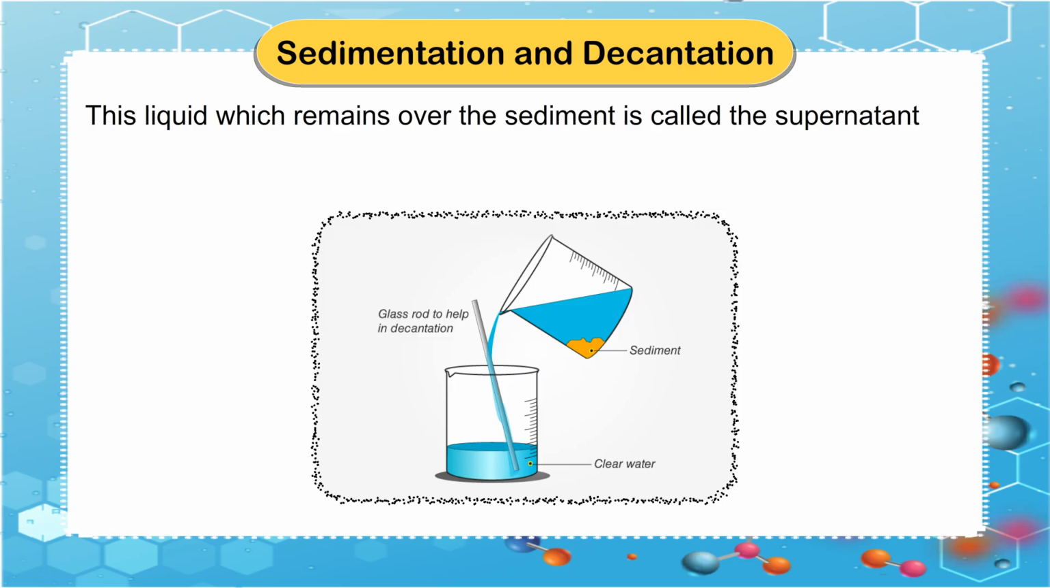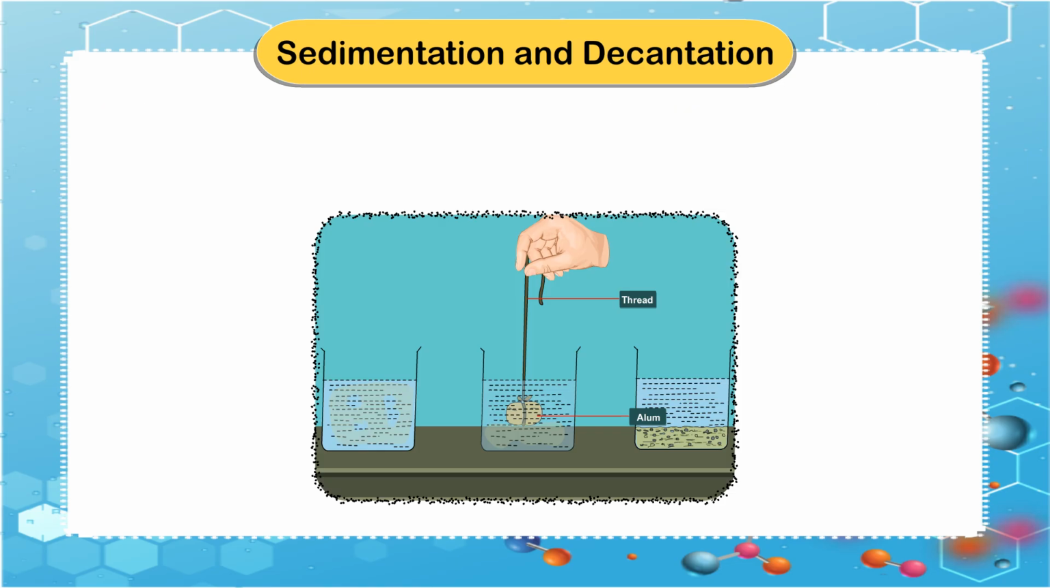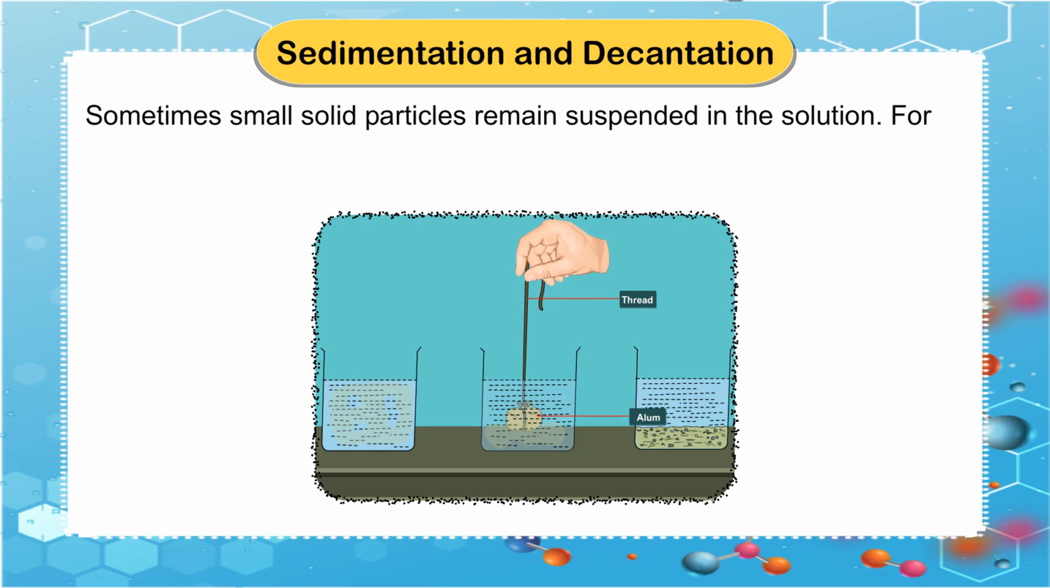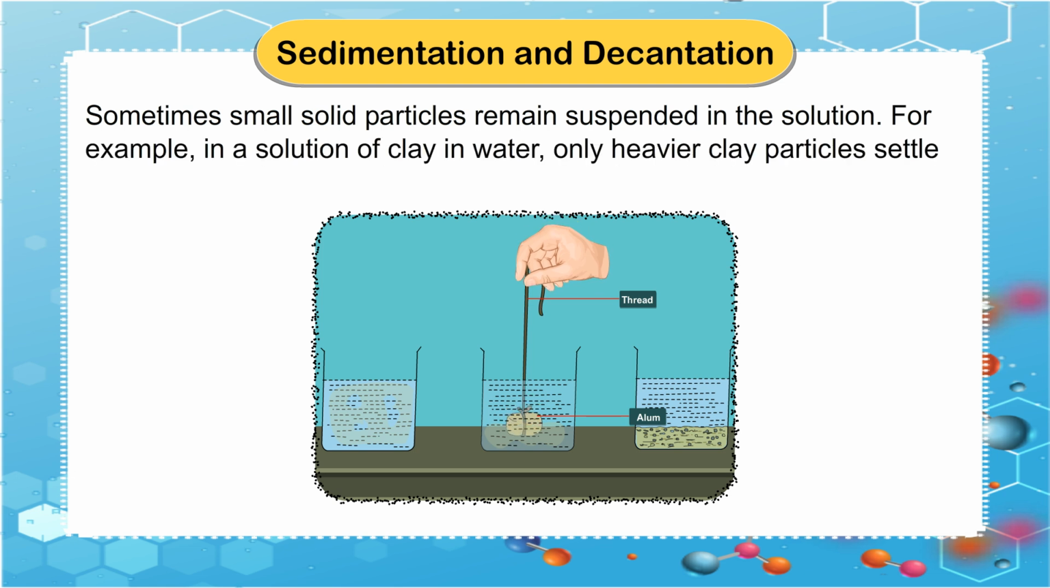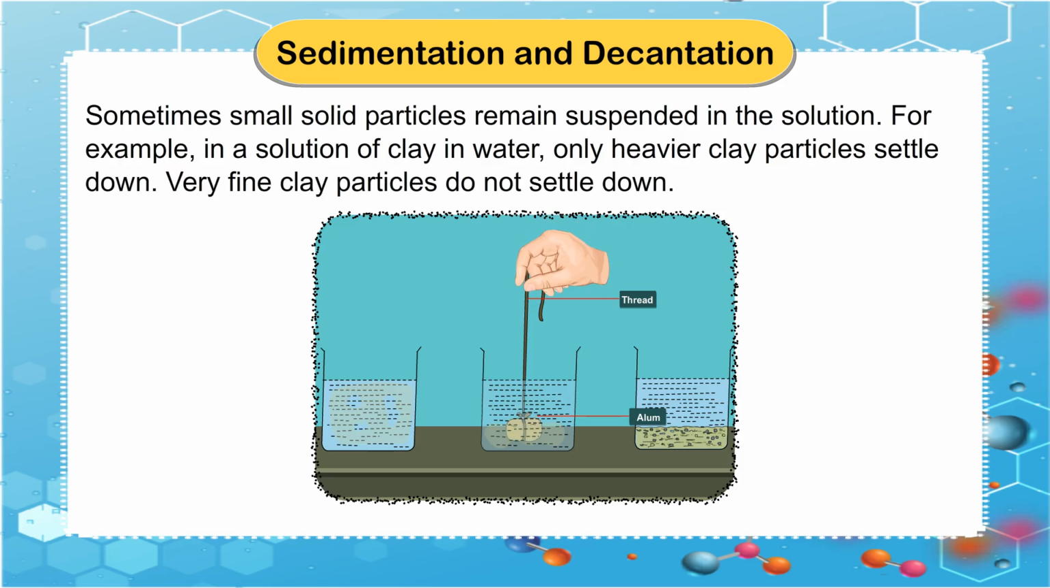This liquid which remains over the sediment is called the supernatant liquid. Sometimes small solid particles remain suspended in the solution. For example, in a solution of clay in water, only heavier clay particles settle down. Very fine clay particles do not settle down.